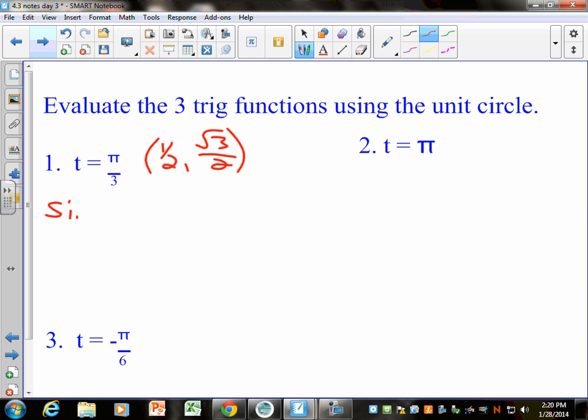So to find the sine of pi thirds, it's just the y coordinate, which means I don't have to draw a picture. I just have to know that. And the sine is the y. What's the y? Radical 3 over 2.